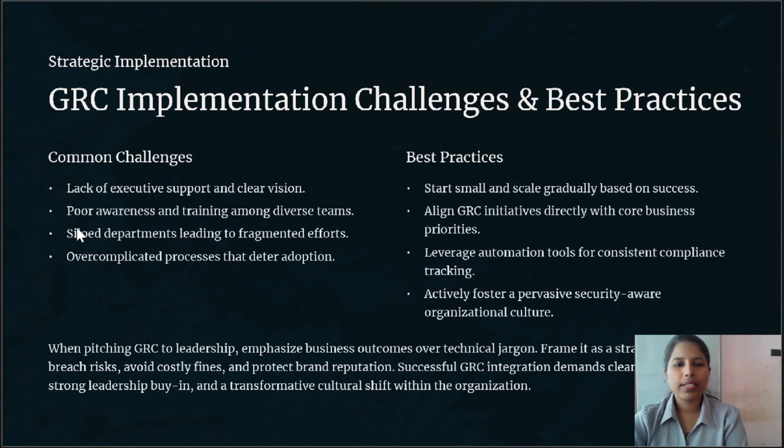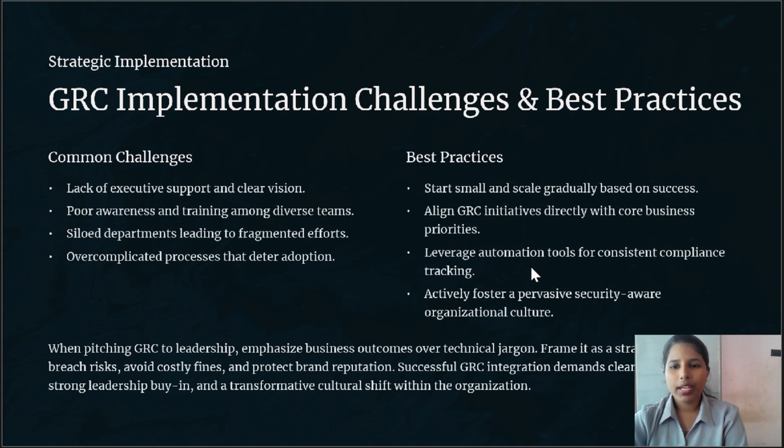Next is poor awareness and training among employees. Third is siloed departments leading to fragmented effort. And fourth is overcomplicated processes that deter adoption. In some companies, people will say the cost is high so we can't take it on, and some will say it's overcomplicated to understand and go through the policies. So these are the challenges you may face.